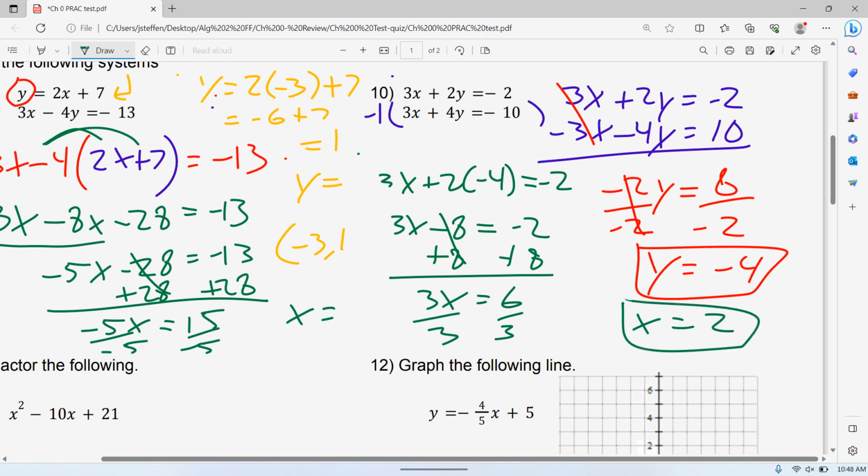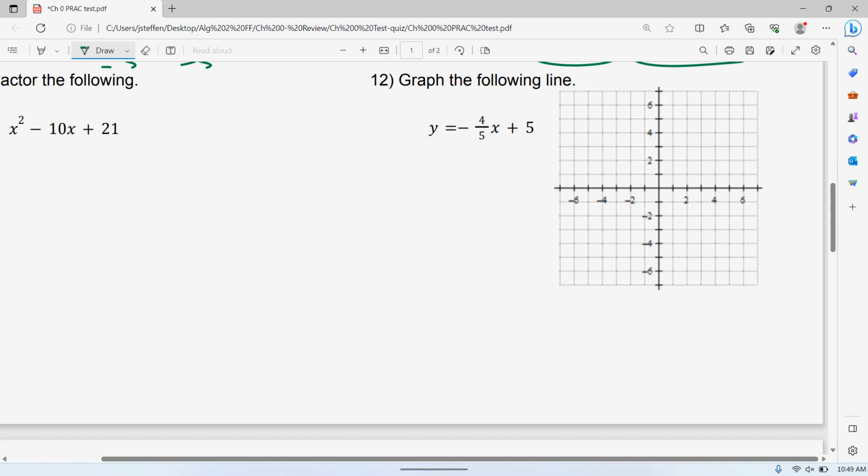So again, if you put your answer like that, that's fine. Multiple choice will probably have them as an ordered pair. So whichever way you want to do it, doesn't bother me at all. Just make sure you're showing your work.